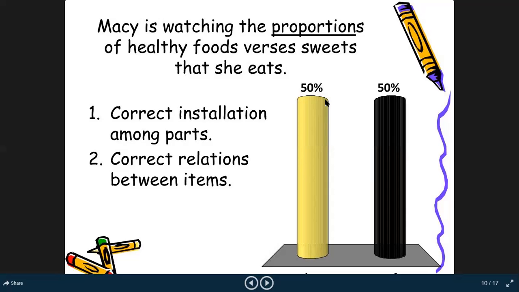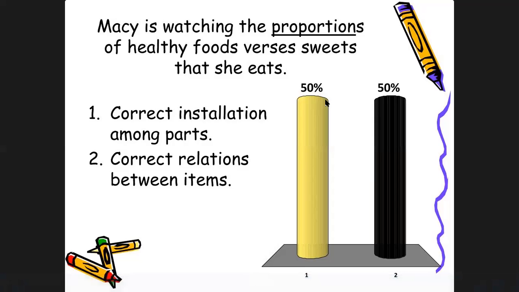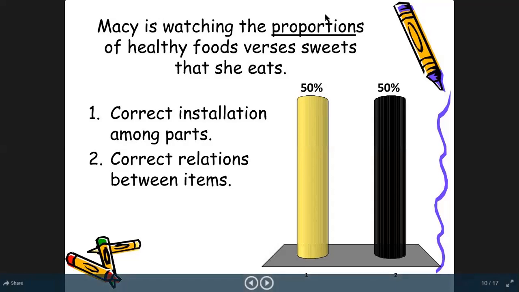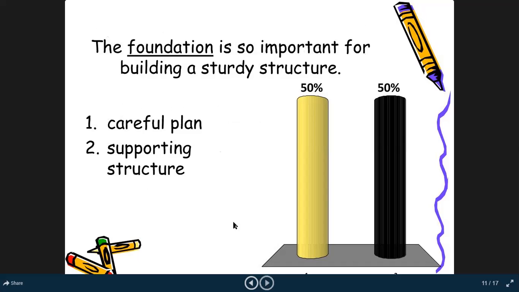Macy is watching the proportions of healthy food versus sweets that she eats. What does it mean, proportion? Correct relations among parts, or correct relations between items? We say the proportion, it means the relation between one part and the other, and the relation between them is balanced. So yeah, it's the second one.